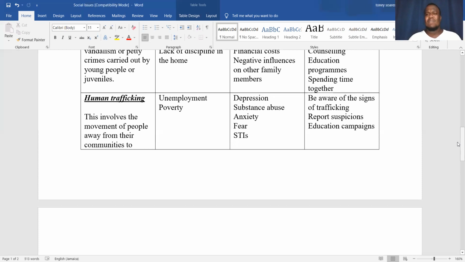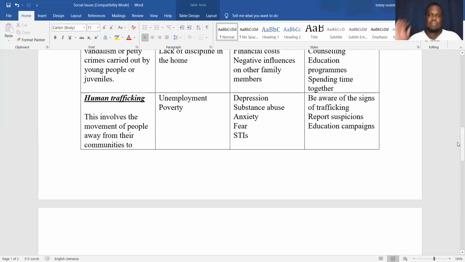Consequences: a person might become depressed because you're not seeing your family anymore. You're being forced to work. Many of the females become sex slaves. Understand they're not getting any money, they're being forced to do things against their will. I can't even begin to imagine what that is like, right? Some of them become substance abusers as a coping mechanism, right? Some of them suffer from severe anxiety because they don't know what is going to happen next because they are being held against their will.